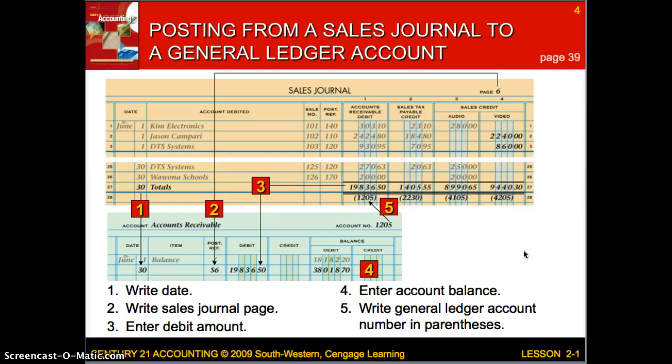Posting from a sales journal to a general ledger account. If we're looking for this sales total, we need to go into our accounts receivable, put the date, the 30th. Post reference would be S6 for sales 6. The debit amount would be $19,836.50. That would come from your accounts receivable debit. Your total would go here. Debit plus a debit will give you $38,187.0. And then make sure to put your account number back in to your accounts receivable debit with parentheses at the bottom.